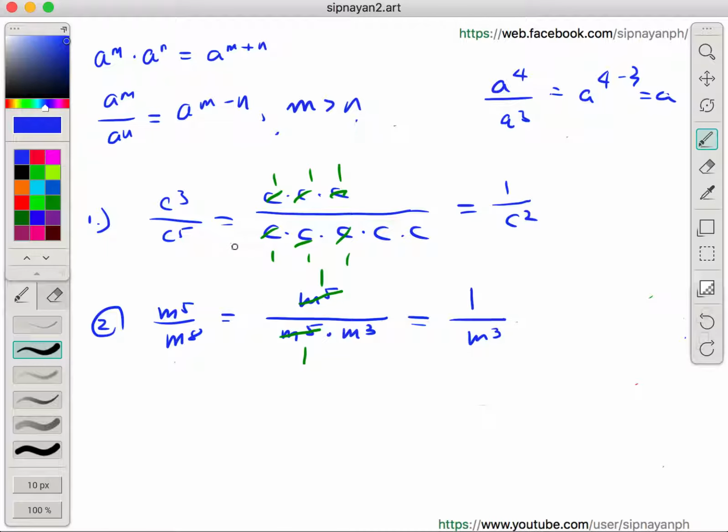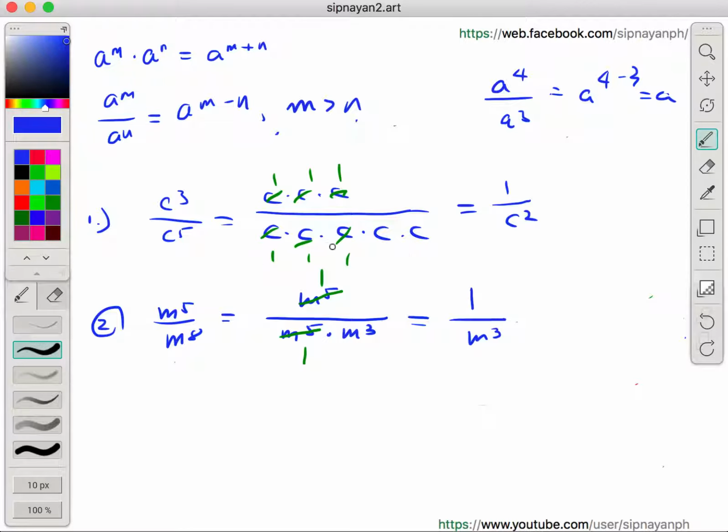So ano napapansin nyo? Parehong matitira sa taas ay 1. Kasi mas malaki nga yung exponent sa baba. So definitely, pag nag-cancel ka, puro 1 yung matitira sa taas. Which, yung product is equal to 1. Secondly, ano napapansin nyo sa 5, 3, tsaka sa 2?